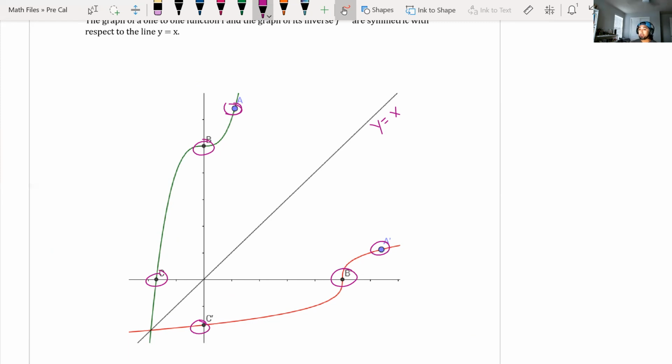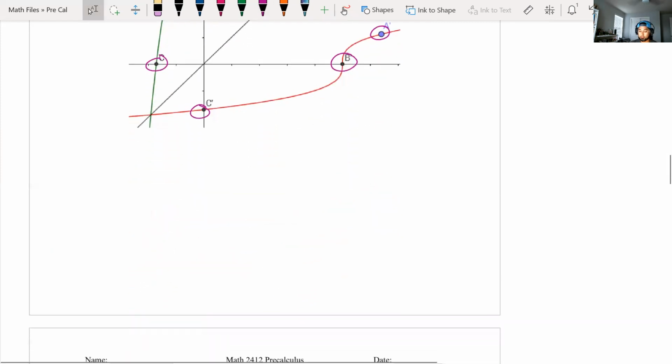Okay, so that's graphically. All right, let's keep going.